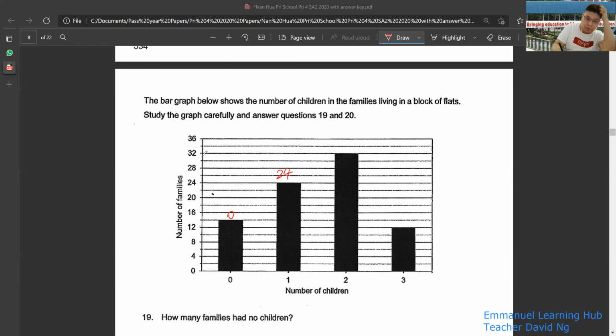Then this one is how many? 32. Do you agree with 32? 32 times 2, you have 2 children. Do you know why 32 times 2? You have 2 children each family, so 32 times 2 is 64. Then 3 children is 12, right? 12 times 3 is 36, because 3 children in each family. So total number of children is 36.